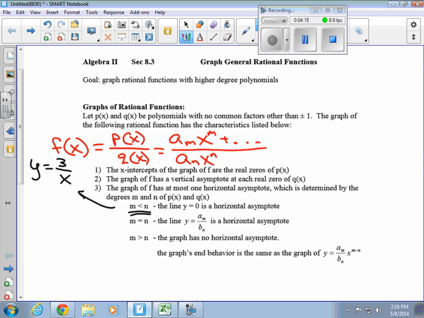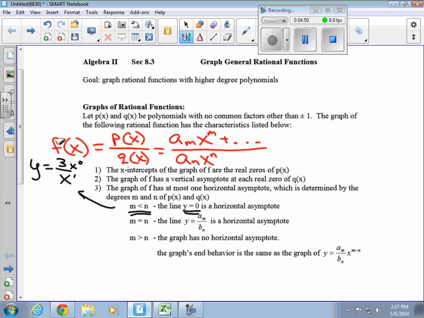Because I could write this as x to the 0 power, right? What's the degree in the denominator? 1, right? So the degree in the numerator is 0, the degree in the denominator is 1. That means my degree in the numerator is smaller than the degree in the denominator, which means my horizontal asymptote is what? 0, y equals 0. Because that's what it says right here. So that's how we find the horizontal asymptote, which is what we did the other day.